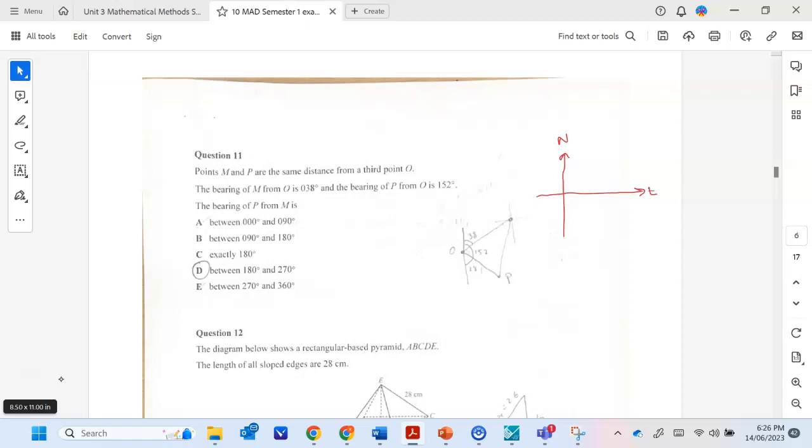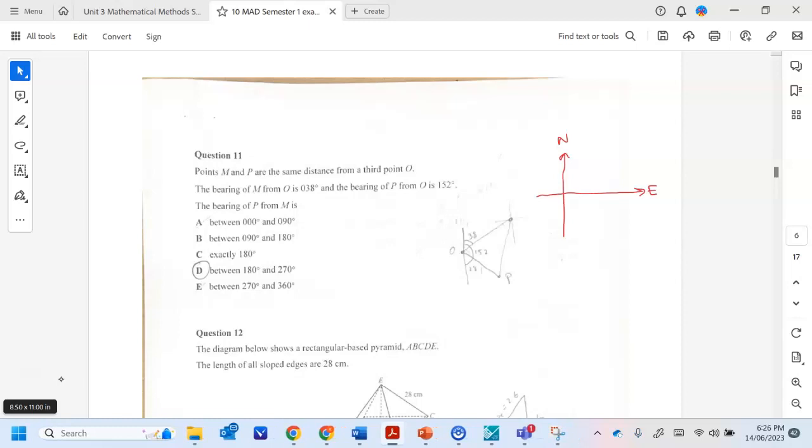All right, so that's east. Remember, from north to east, it's 90 degrees. So the bearing of O to M is 38 degrees. Now, for the two lines I'm about to draw, the distance M to O and P to O is the same distance. That's why if you had a ruler, it's better, because you can draw your actual angle.